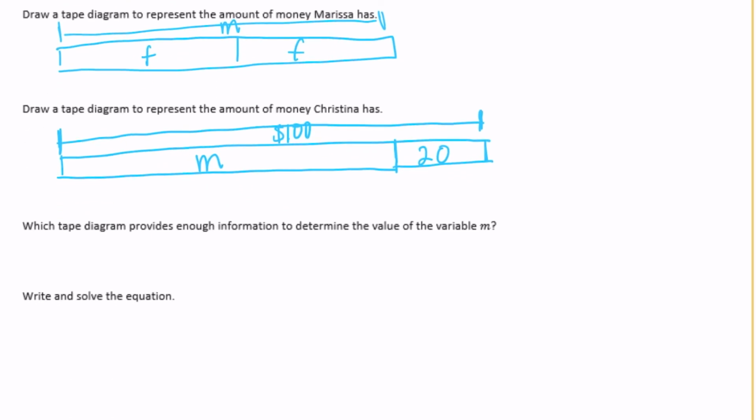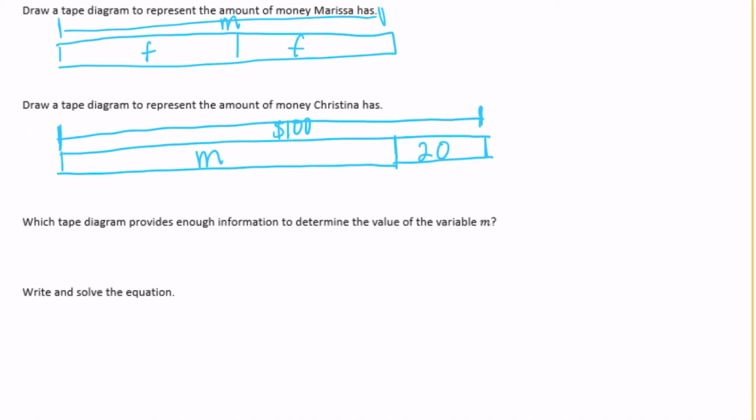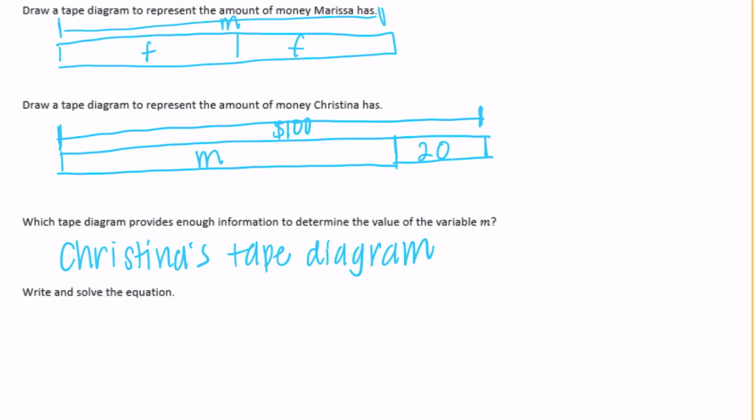Which tape diagram provides enough information to determine the value of the variable m? So the only one that even contains numbers that would lead us anywhere is Christina's. Because for Frank, we have one tape diagram that has an F in it, and then Marissa's is just 2 of whatever Frank's is. But with Christina's, we have numbers that we can work with. So let's say Christina's tape diagram.